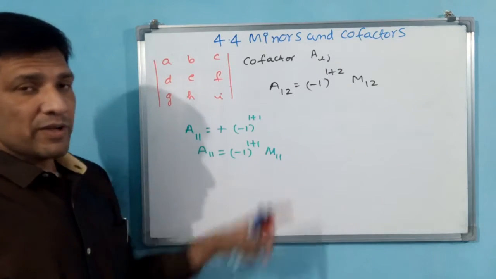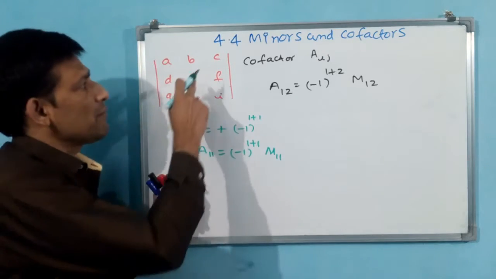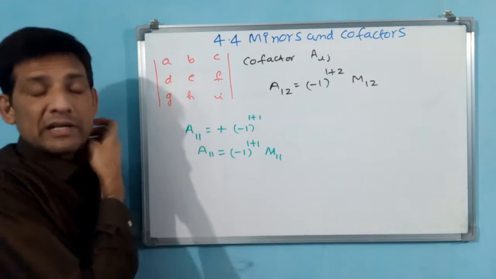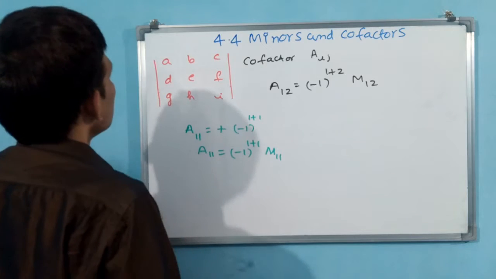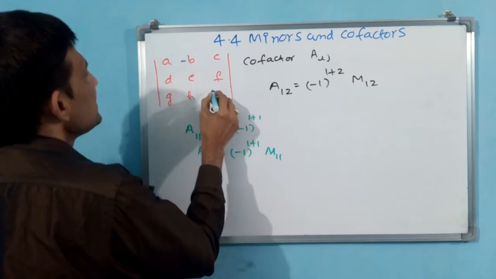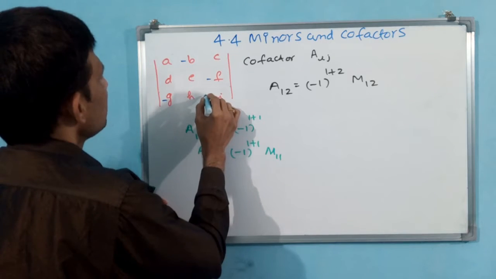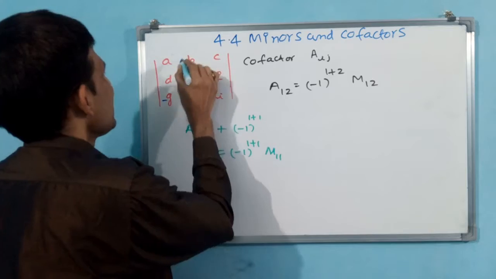You see, for M11, M12 and all, whatever value comes, you have to write it directly. If minus is there, then you have to write minus only. That's all. For your easy understanding, I will keep minus here, and minus here, and also minus here. These are minus or negative.